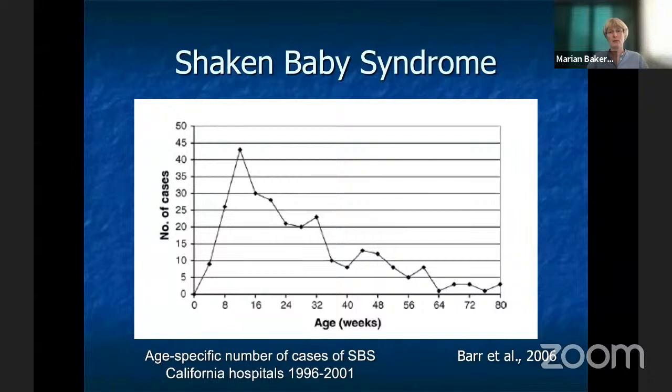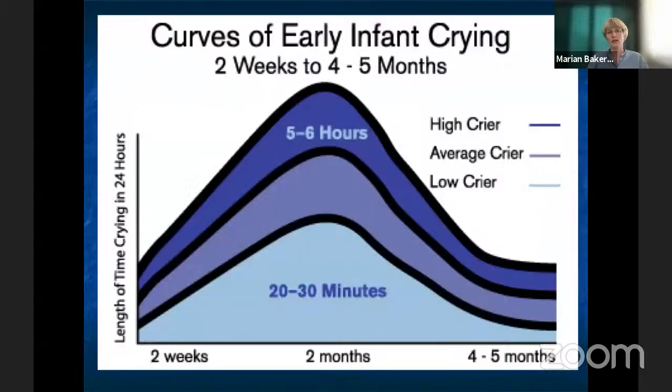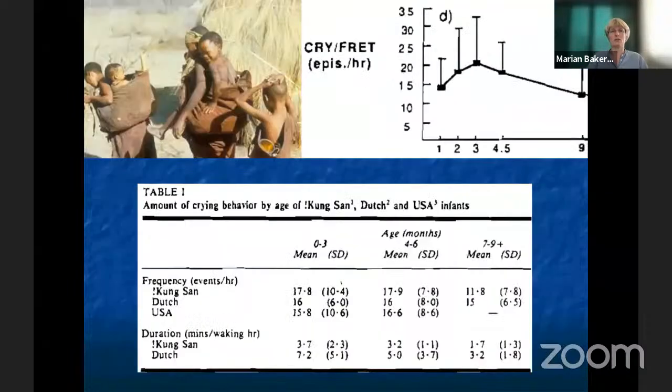And if we look especially at the left-hand side, you see this peak clearly between 2 and 3 months. And that coincides with the cry peak around 2 to 3 months. So early infant crying, when infants cry the most, is also related to the period that most shaken baby syndromes appear to happen. So crying can really trigger harsh parenting and shaken baby syndrome.